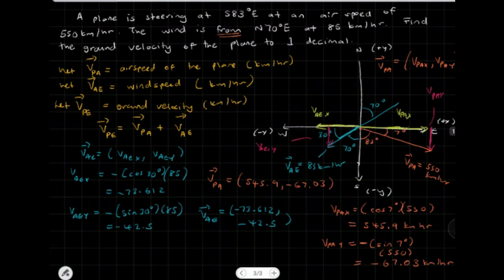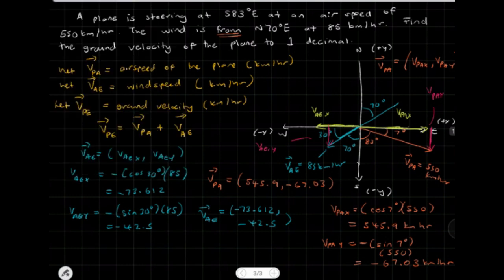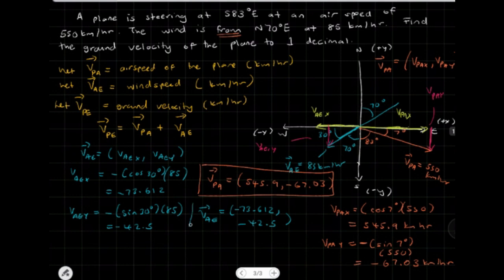Okay, so now that you have the two vectors, right? So we have these two vectors here. You want to find the sum, right? So you have the airspeed here. This is the velocity of the plane relative to the air. You have the velocity of the air relative to the Earth, or the wind speed. And if you want to find the ground velocity, you add these two together.